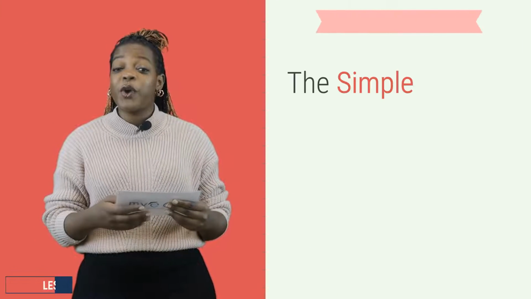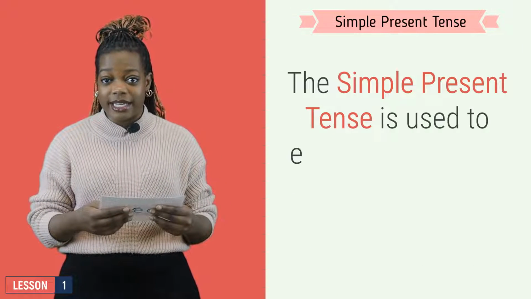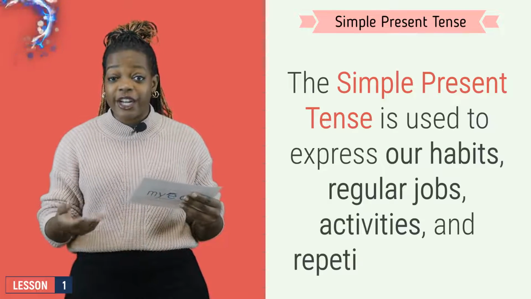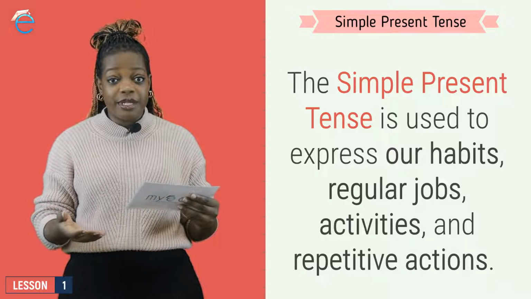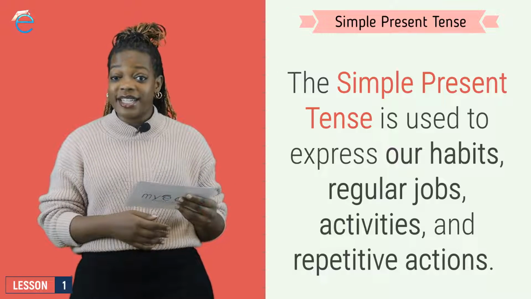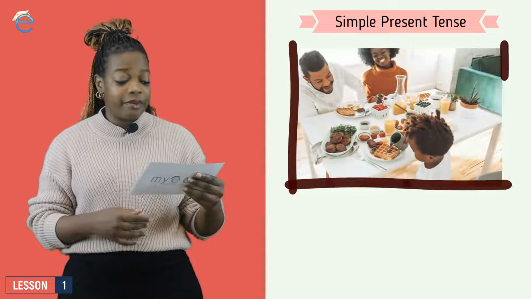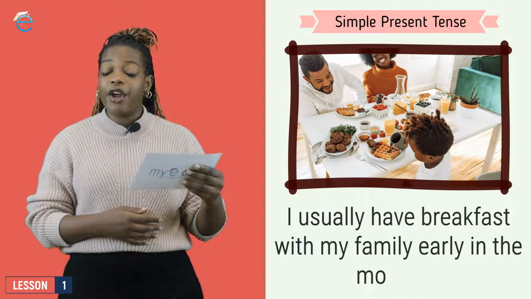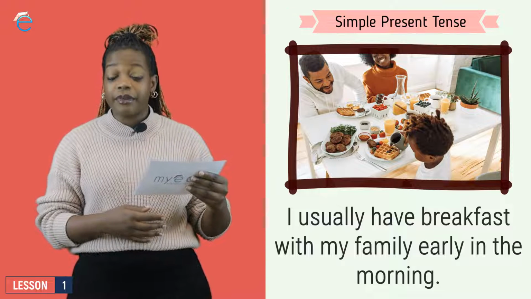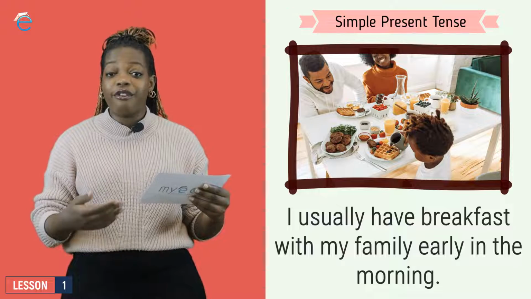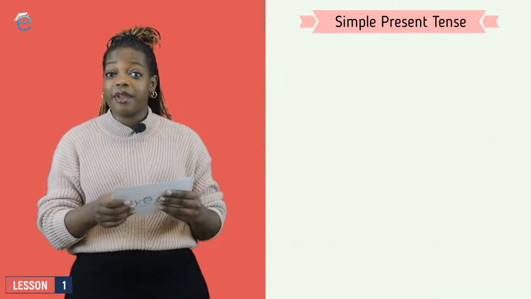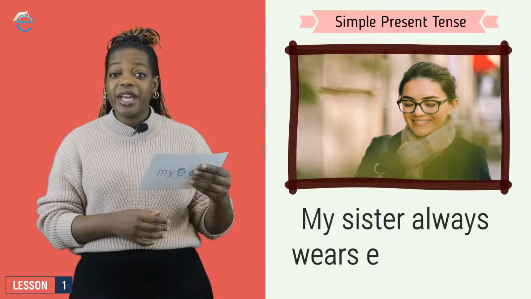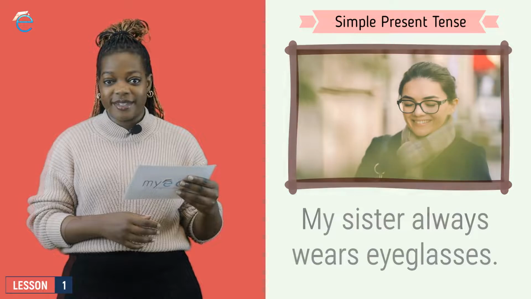In English, we use the simple present tense to express our habits, repetitive actions, regular jobs, and regular activities. For example, I usually have breakfast with my family early in the morning. This is a regular repetitive activity. Another example, my sister always wears eyeglasses.